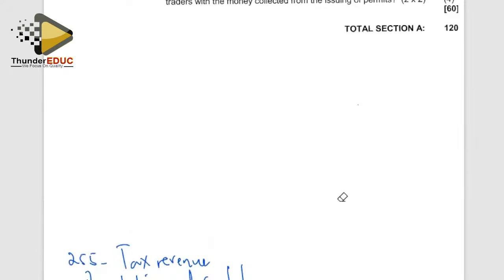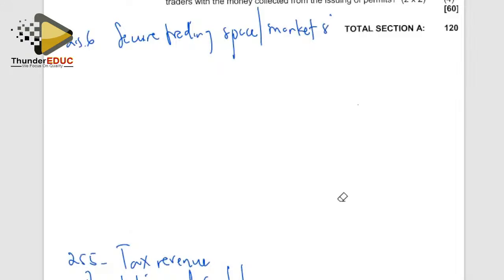What can they issue? That is question 2.5.6. Right, they can issue secure trading spaces, or we can talk of them as the market stalls for the people to operate from.